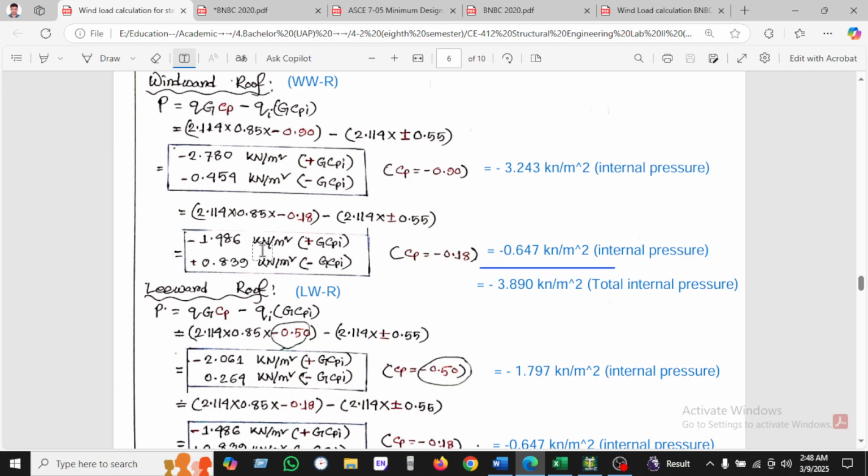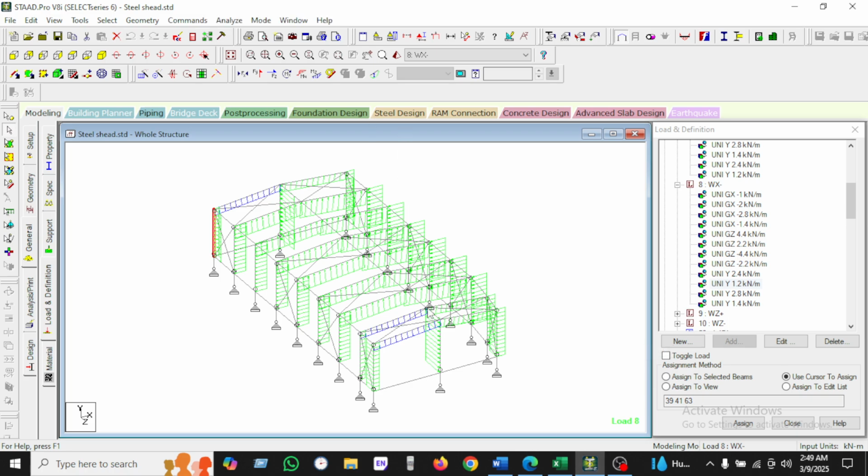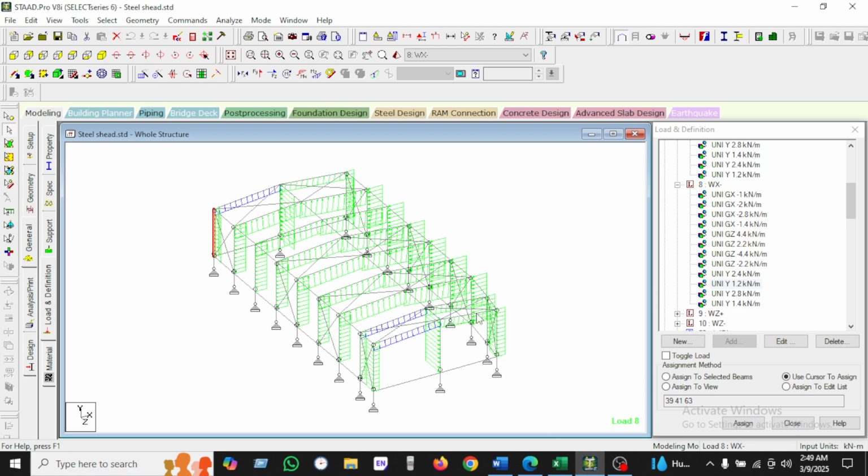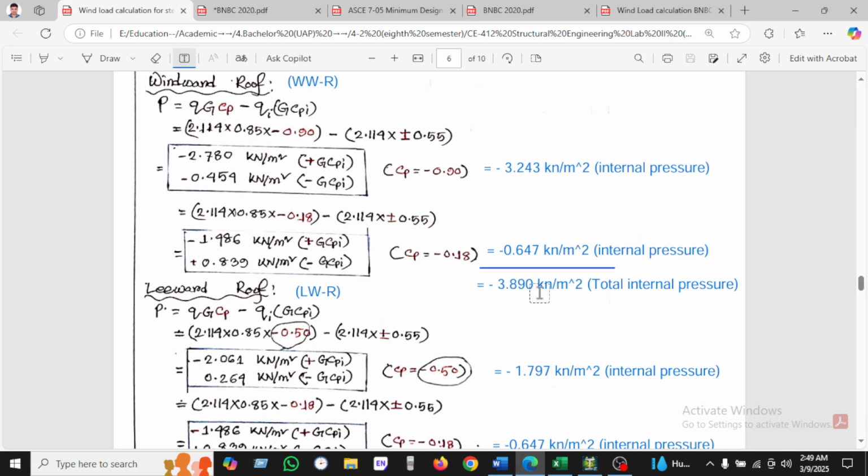Here the value will come positive when GCpi is positive, and here is the GCpi negative. So these are the total values, but if we take minus plus, then it will be minus 6.0, and if we sum this, then it will be 3.0. We are taking the plus minus of all these values and ultimately found 3.900, which is the total internal pressure for the windward wall. So windward wall internal pressure means it will be upward. We've been seeing the windward roof, and this will be a leeward roof. As per the windward roof, we got 3.9, so it will be upward as the internal pressure is given here.